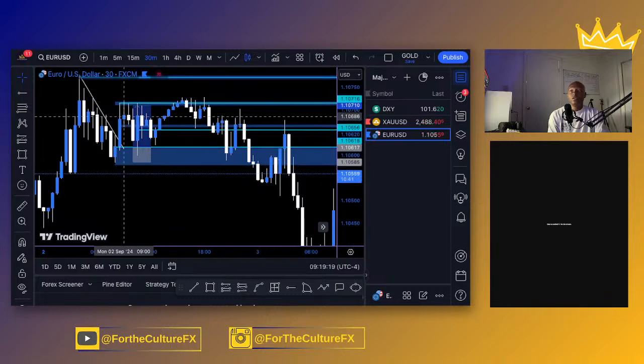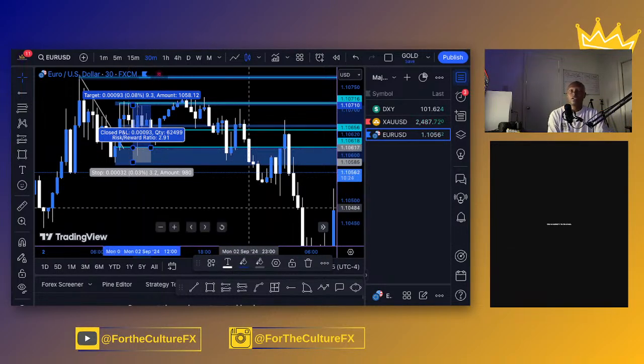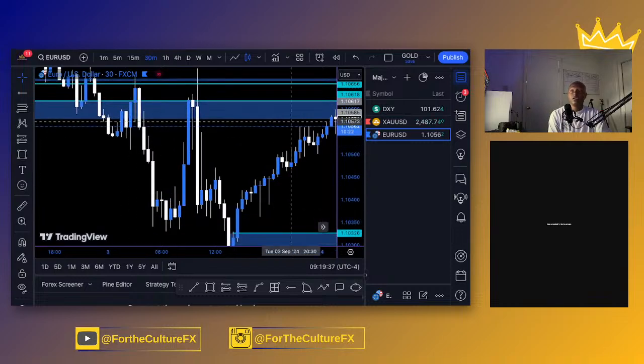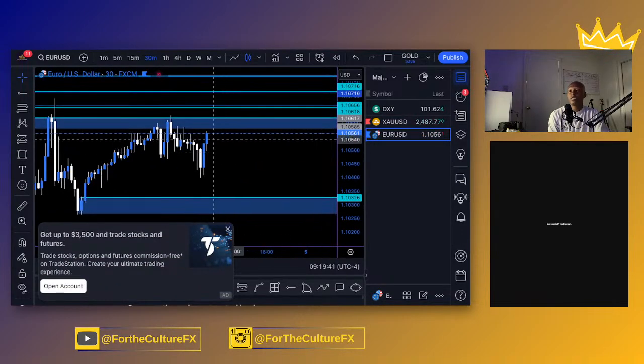To make a 1 to 2, I risked 1 point, or I was trying to risk 0.5%, which is $1,000, but I ended up risking a little bit less, which was like $750. So I made a 1 to 2, which was like $1,500. And then yesterday, for the session, I just want to make sure I'm not missing anything.